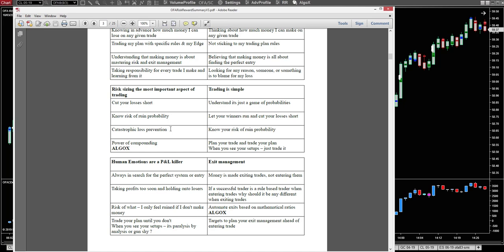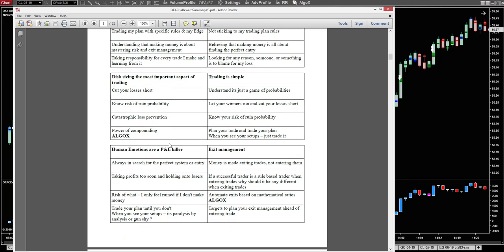So that if you do shift into the 5%, 10% bracket, you are aware that you're putting yourself and your account in more jeopardy by risking that much more. In order to recover from any losses, it's going to obviously be tougher on you and on your account to do so. I've mentioned in here just some references to AlgoX.